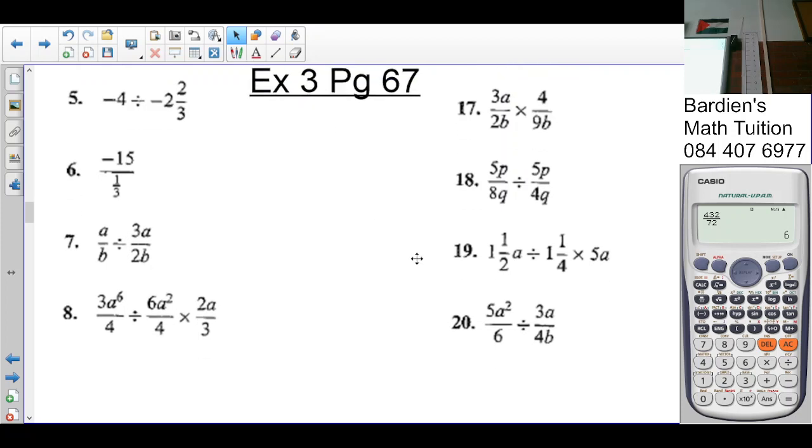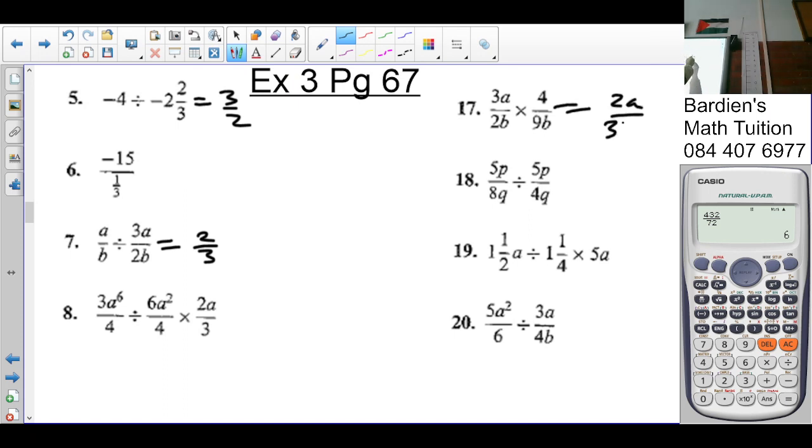Answer to number 5 is 3 over 2. Number 7 is 2 over 3. Number 17, 2a over 3b squared. Number 19 is 6a squared. Any problems with the sums that are on the board? Any problems with number 5? Number 7? Number 19? Number 17?